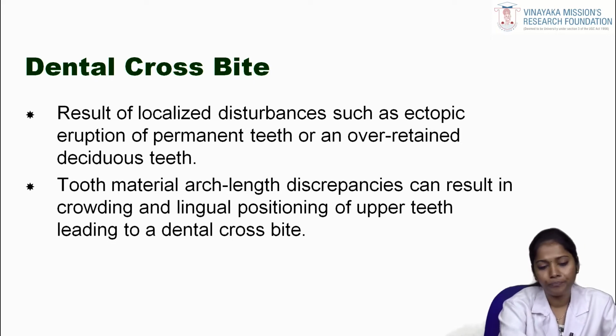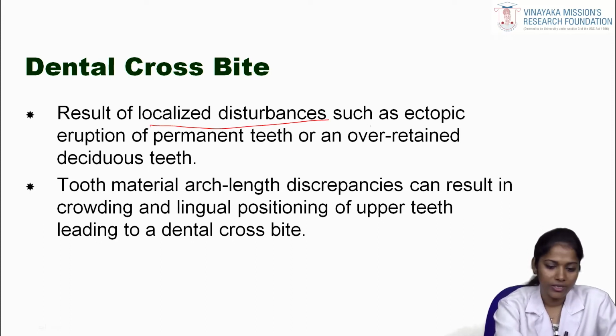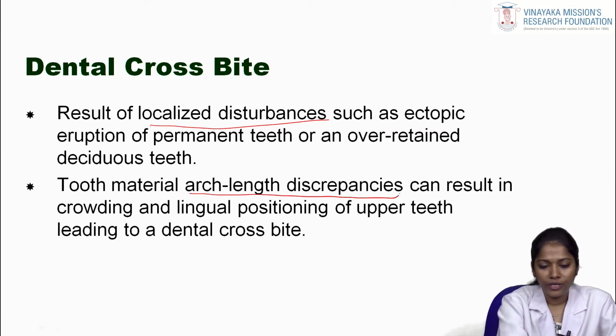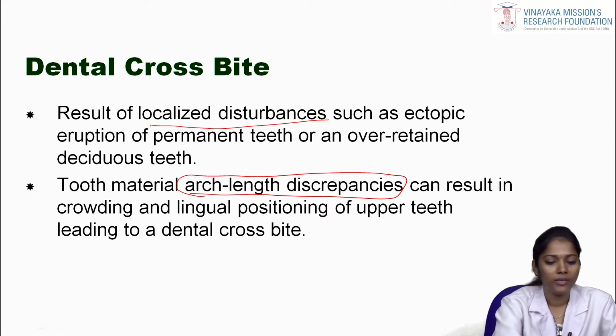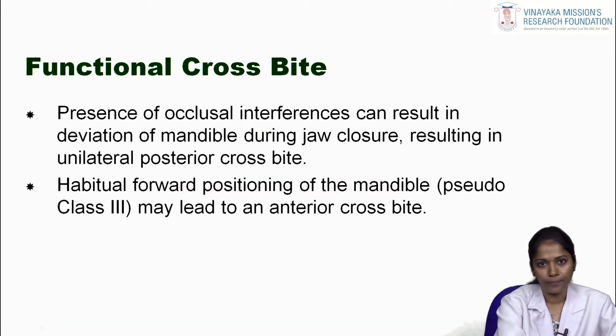What happens here? It is basically a result of localized disturbances. Localized disturbances such as ectopic eruption of permanent teeth, over-retained deciduous teeth, and the specific situation known as TMALD, that is tooth material arch length discrepancy, that can result in either crowding or lingual positioning of your upper teeth that will lead to dental crossbite.